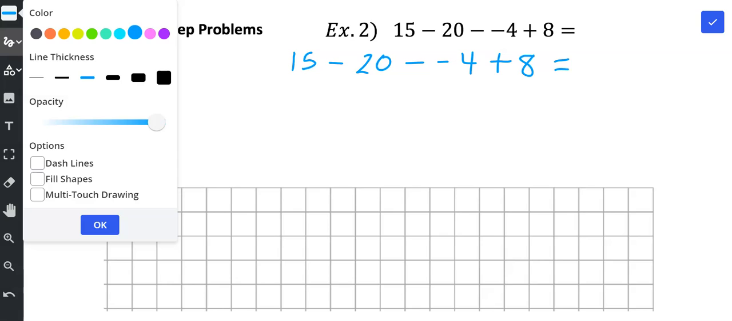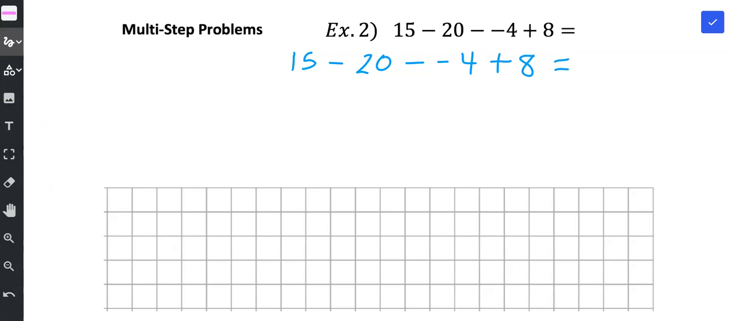So I'm going to start by changing this 15 minus 20 to addition. So I'm going to keep the minuend, 15. Then I'm going to make my two changes. I'm going to change the subtraction to addition, and then I need to write the additive inverse of the 20, or the opposite of the 20. The opposite of 20 is negative 20. And then I'm just going to copy the rest of the problem. So we're subtracting a negative 4, and then we're adding 8.